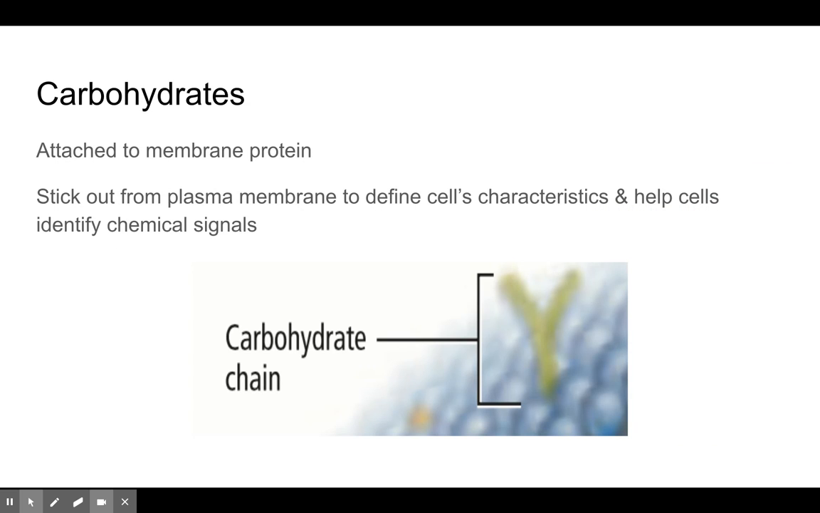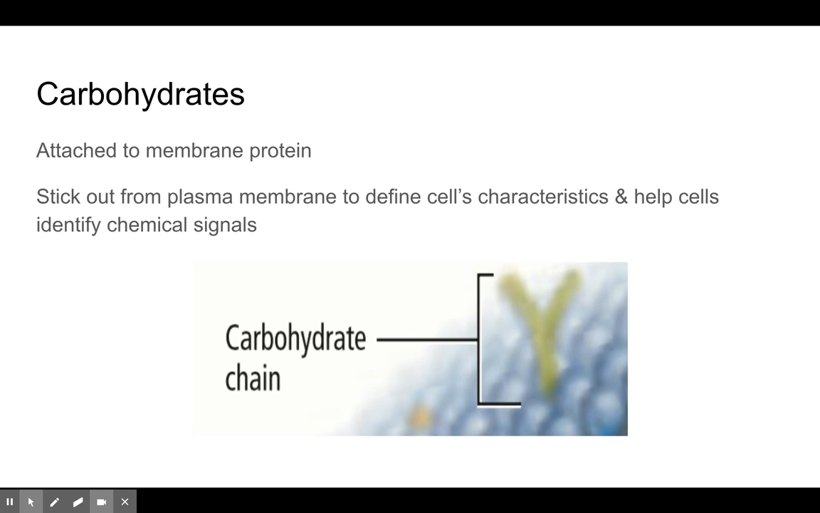So carbohydrates. This is another one that people tend to say, okay, you need to be careful with how many carbs you eat, which is so true. But they're also something that's important within your body as well. So carbohydrates are attached to the membrane protein. Remember, that's the identifier for a membrane protein, that carbohydrate chain. And they stick out from the plasma membrane to define cells' characteristics and help cells identify chemical signals.